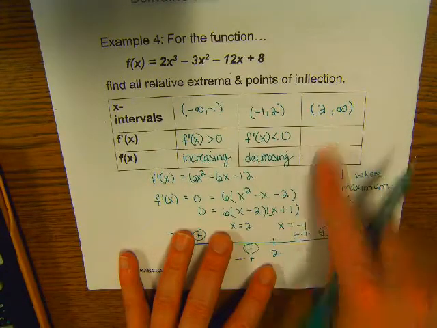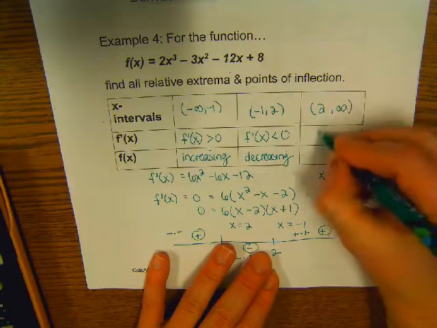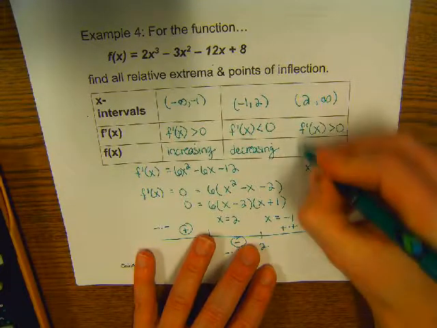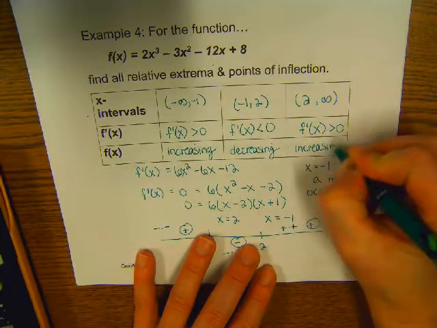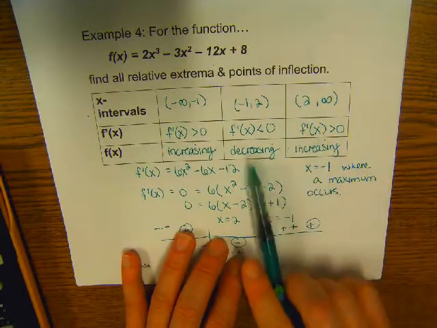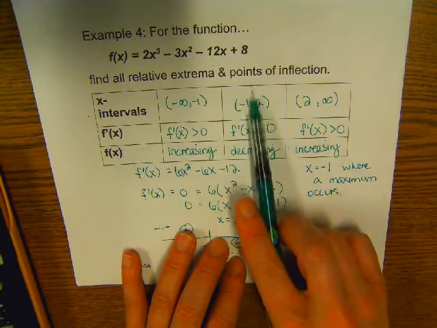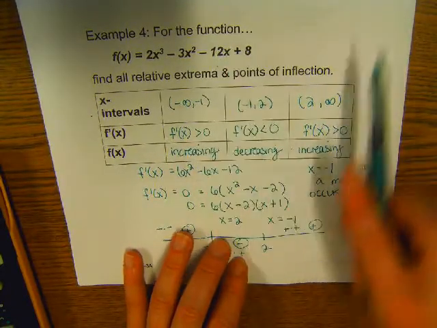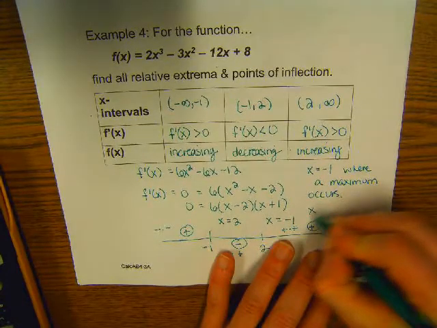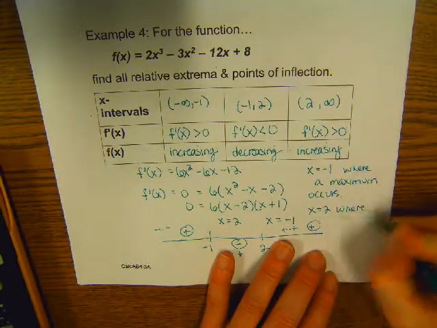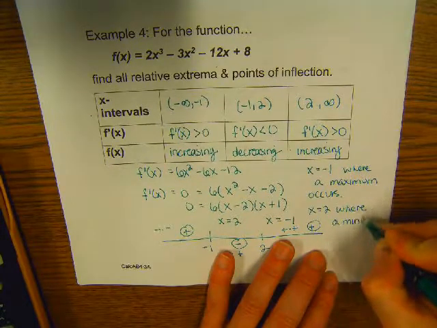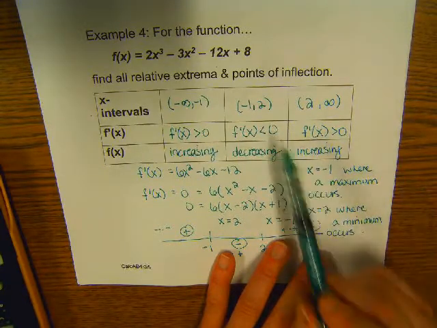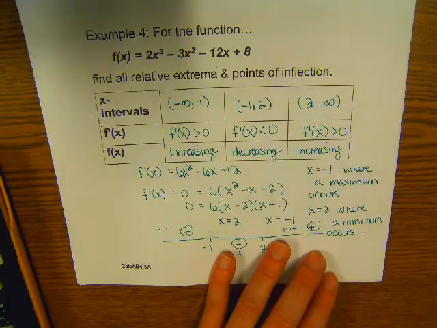Going back to our last interval, the derivative was positive. When the derivative is positive, that means my original function is increasing. So then at 2, it switches from decreasing to increasing. Just follow my pen here: decreasing, increasing, and so at x equals 2, a minimum occurs. The reason why is because the derivative switches from negative to positive there.